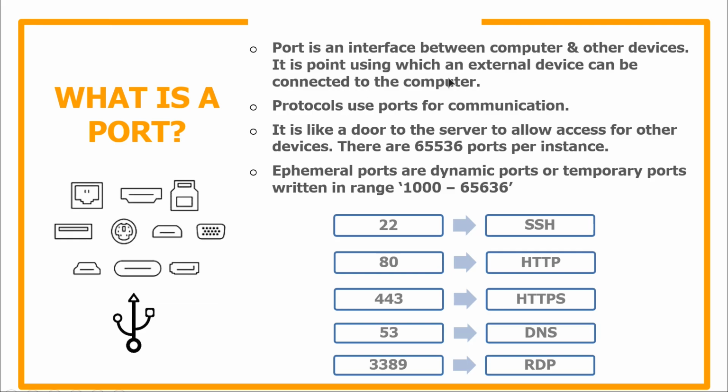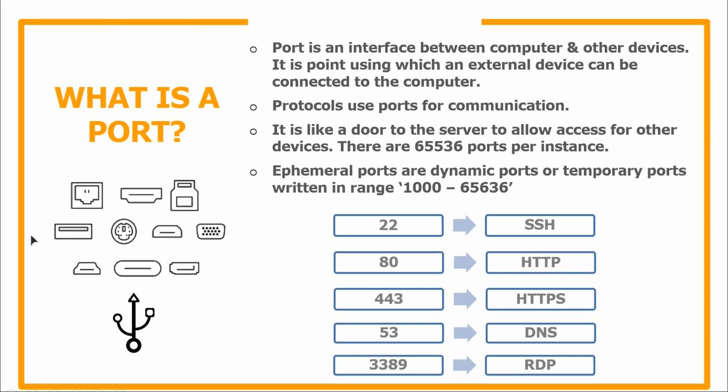So a port is an interface between the computer and other devices, wherein you can connect your external devices to your computer. These are the physical ports that are visible in your laptop. So you may have seen this port, that is the RJ45 port. Then you may have seen this HDMI port. So this is the Type C port. Then you have another VGA port, right? And this is the micro port, right? So these are the ports that are also visible in your laptop.